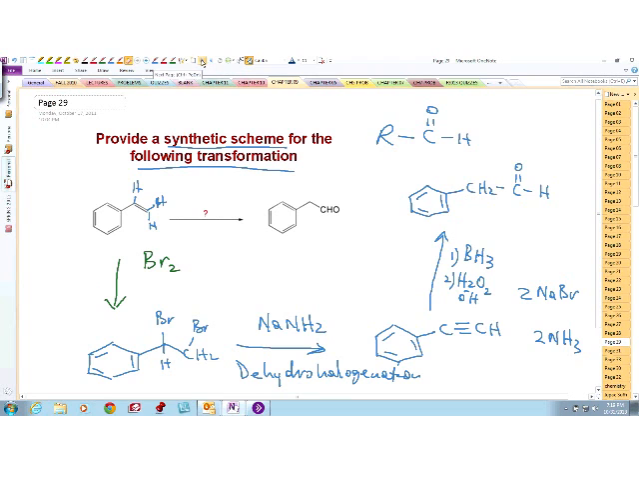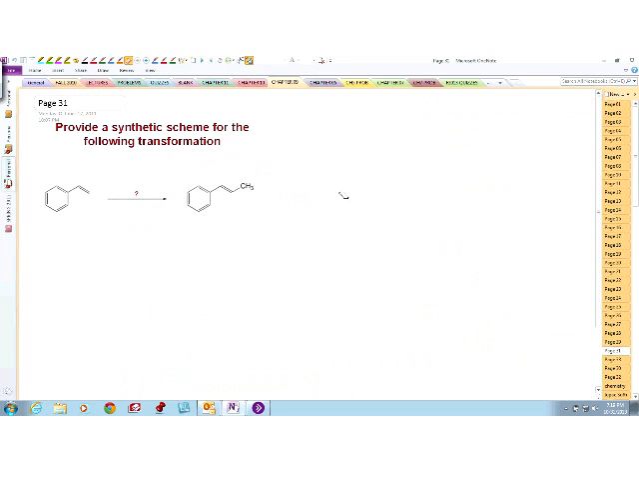Okay. So let us do another one. Give a synthetic scheme going from here. Let us call this compound A to compound B. Give a synthetic scheme going from compound A to compound B. Okay, let's do some analysis here. Okay, we are going to form a trans alkene. This is a trans alkene.